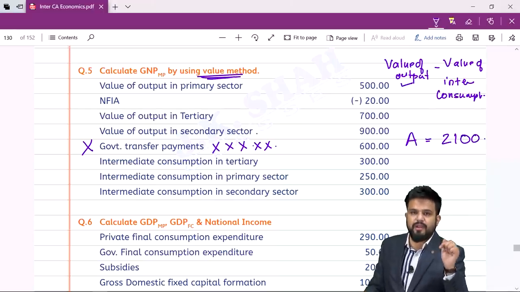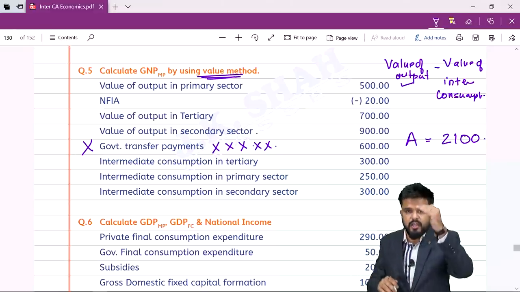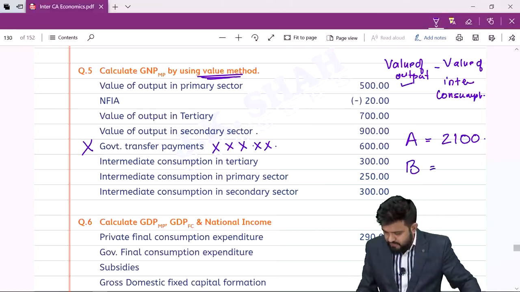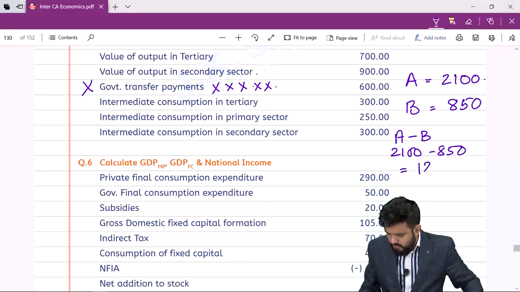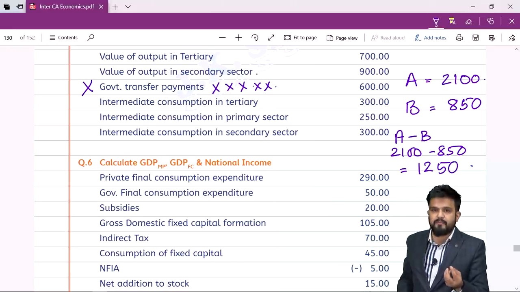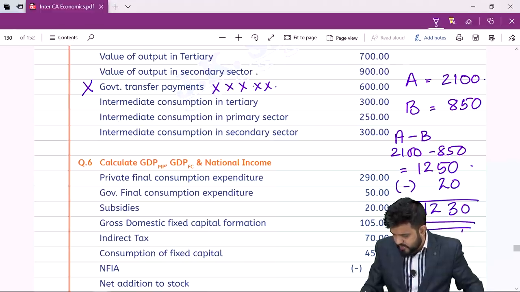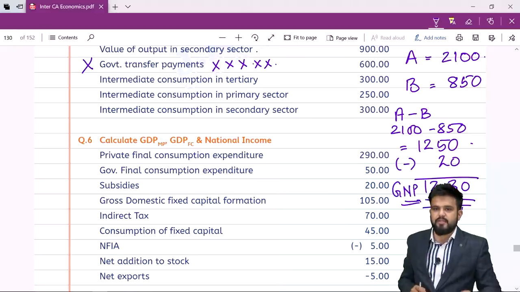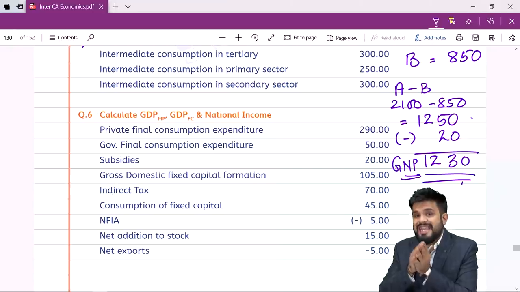Then next line, leave one line. Intermediate consumption primary, intermediate consumption secondary, and third intermediate consumption tertiary. You add all three, keep it as B, and once you add, you get 850. Then it has to be A minus B, that is 2100 minus 850. Answer should be 1250. But this is GDP, this is GVA, we want GNP. So minus 20 NFIA you will do, answer will be 1230 GNP. This will be the answer. So after you solve, you will come to know the answer comes 1230. Please ensure, don't forget to minus NFIA, because we are supposed to find gross national product.